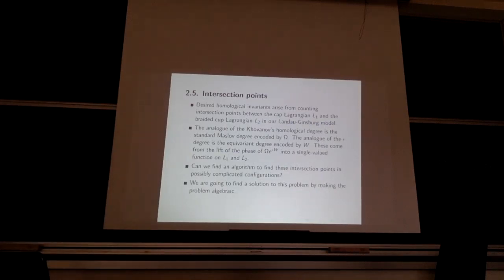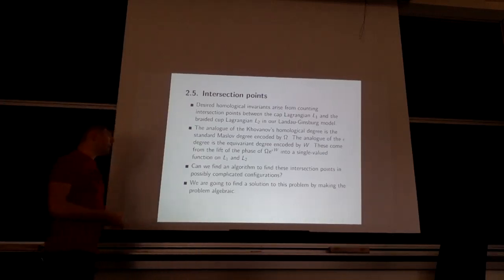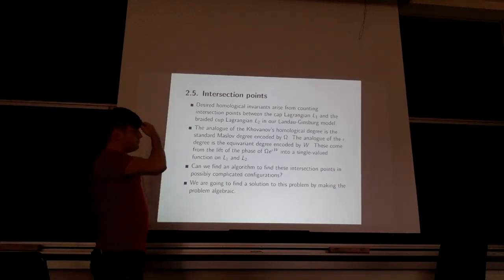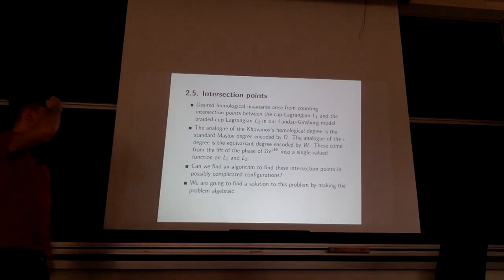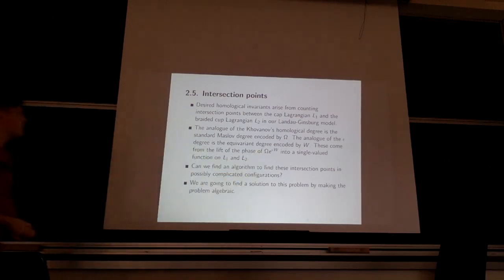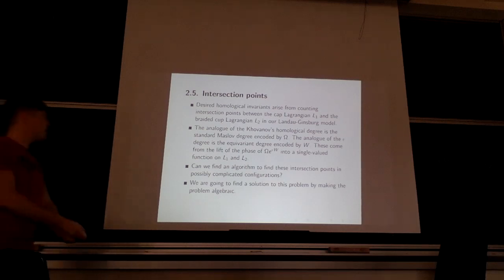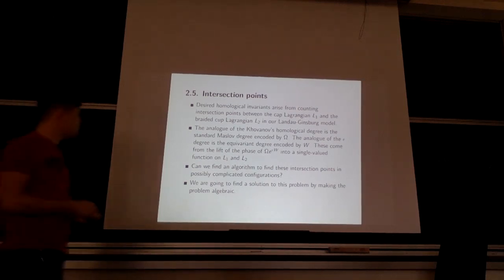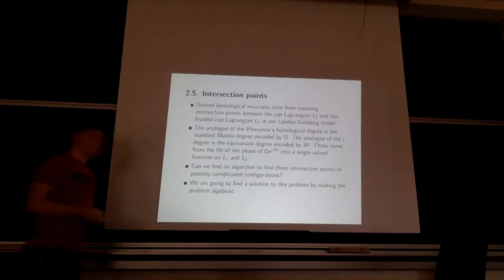Okay, and now the desired homological invariant arises from counting intersection points between this cap Lagrangian that I denote as L1 and the braided cup Lagrangian L2 in our Landau-Ginzburg model. And the analog of Khovanov's homological degree is the standard Maslov degree encoded by this omega, and the analog of the epsilon degree is the equivariant degree encoded by W. And right, these two come from the lift of the phase, this quantity that we saw before, into a single-valued function on our Lagrangians. And now the question is whether we can find an algorithm to find these intersection points in possibly complicated configurations associated to really complicated braidings and possibly high symmetric powers and so on. And we are going to find a solution to this problem by making the problem algebraic.